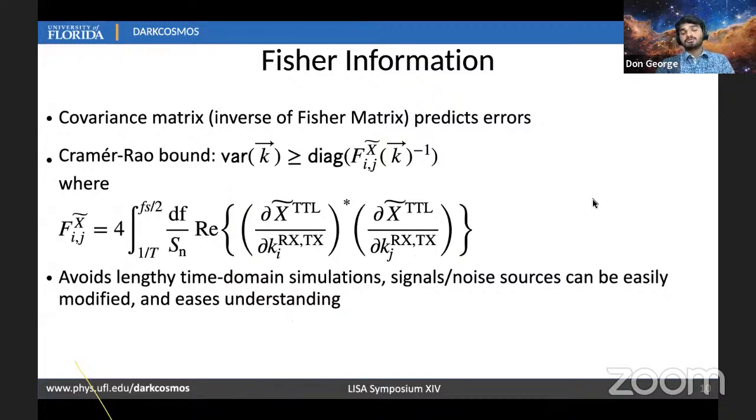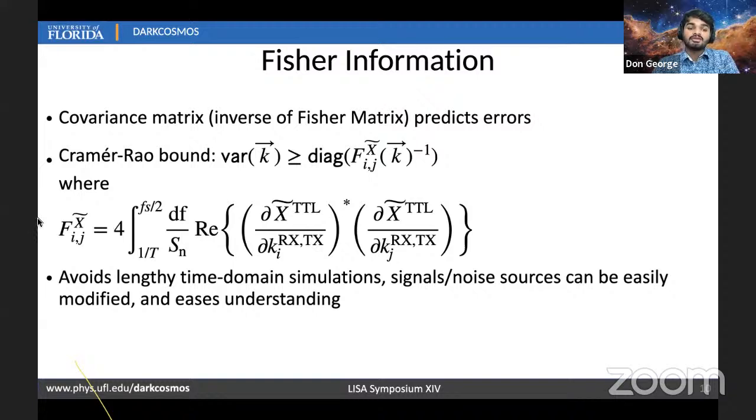So how can we use Fisher information to predict the errors? What you get from the Fisher information is the covariance matrix, which is just the inverse of the Fisher matrix. And this covariance matrix is just the error covariance matrix, and you can find your residuals from this matrix. Now, if you're interested in individual components, you can use what's called the Cramer-Rao bound, which tells us that the lower bound error on our coefficients is limited by the covariance matrix itself.